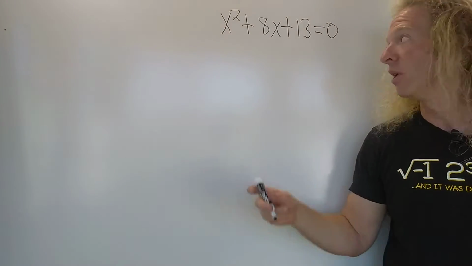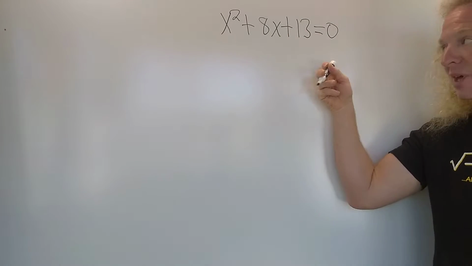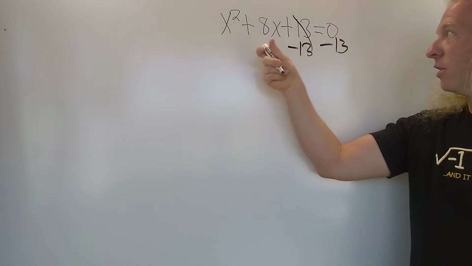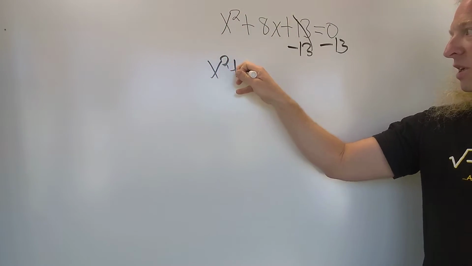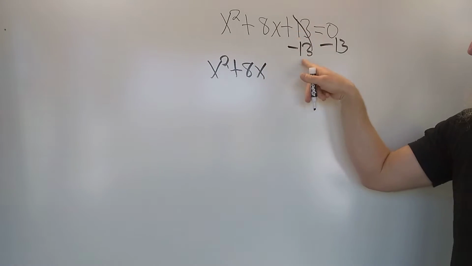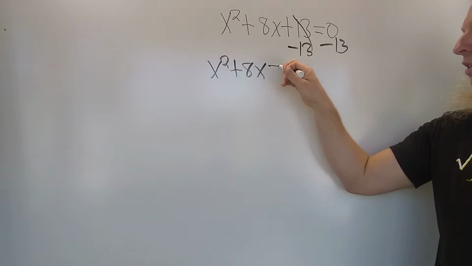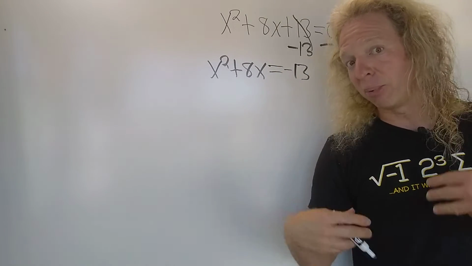Second thing you should do is get rid of the constant. So subtract 13 from both sides in this case. So let's do that. Minus 13, minus 13. So we get x squared plus 8x, and these 13s cancel. Then over here you get 0 minus 13, so you get minus 13, so things are good. The next step is to actually complete the square.